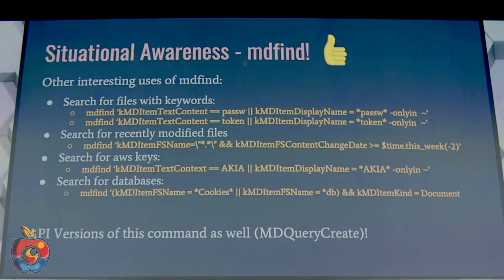Some other interesting aspects of mdfind is you can search for files with different keywords in them. And what's kind of cool about that is you can not only search the file name, you can actually search the contents of the file, the kMDItemTextContent value, which is the string content of the file. So you can use these types of searches to look for files with passwords or tokens or keys. You can also look for recently created or modified files. You can search for AWS keys by looking for that AKIA identifier. Lots of different uses of mdfind.